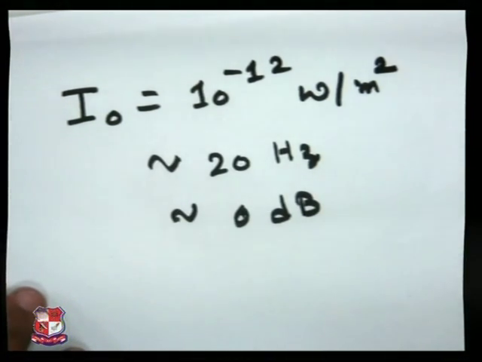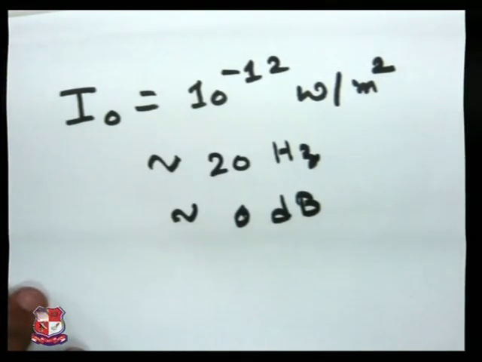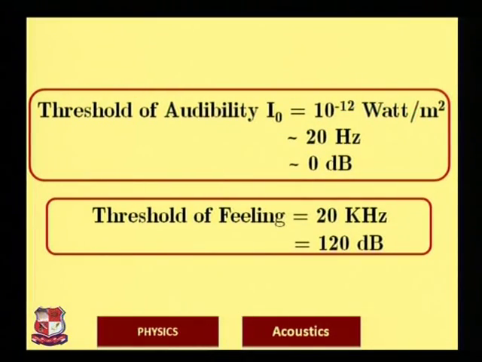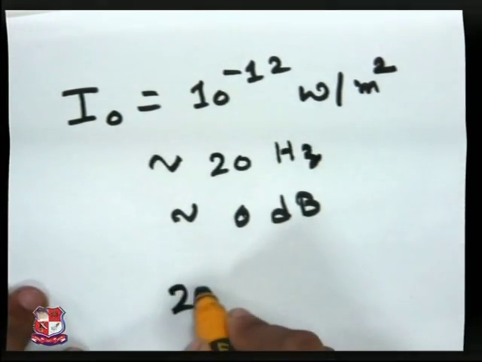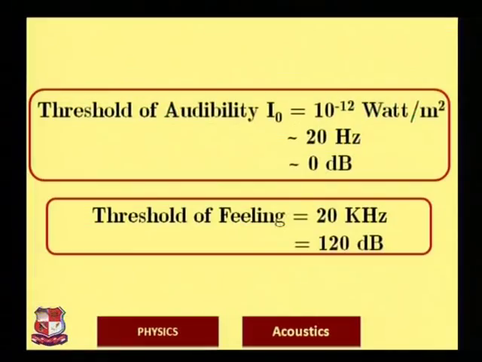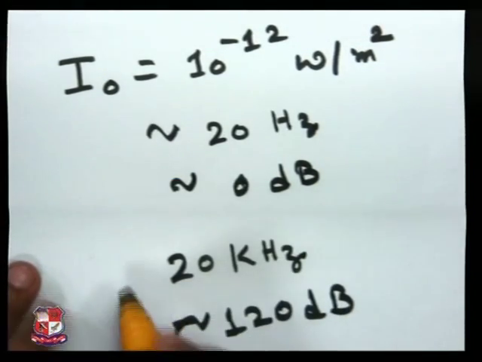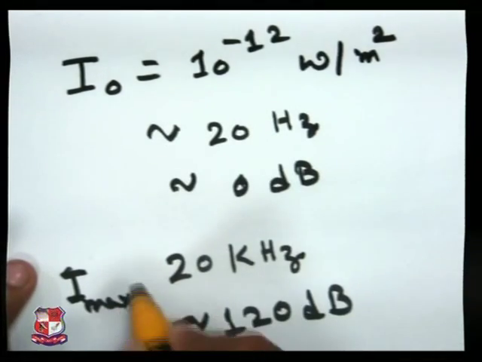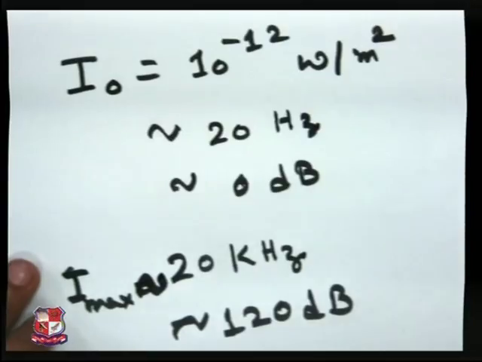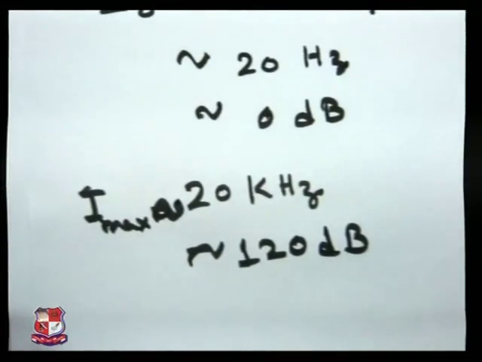This is called the threshold of audibility or minimum audibility level, and the threshold of feeling or threshold of pain is actually at 20 kilohertz, the maximum audibility level, equivalent to 120 dB, right? That is actually the I max, the threshold of pain or threshold of feeling.